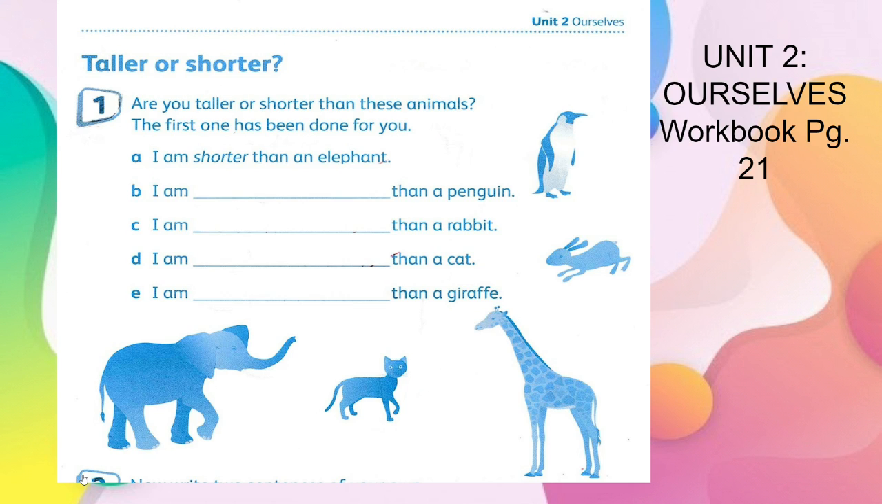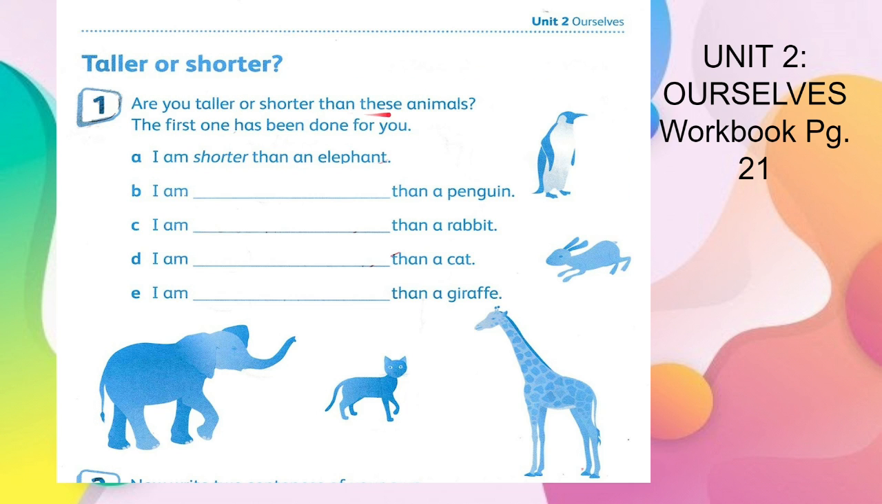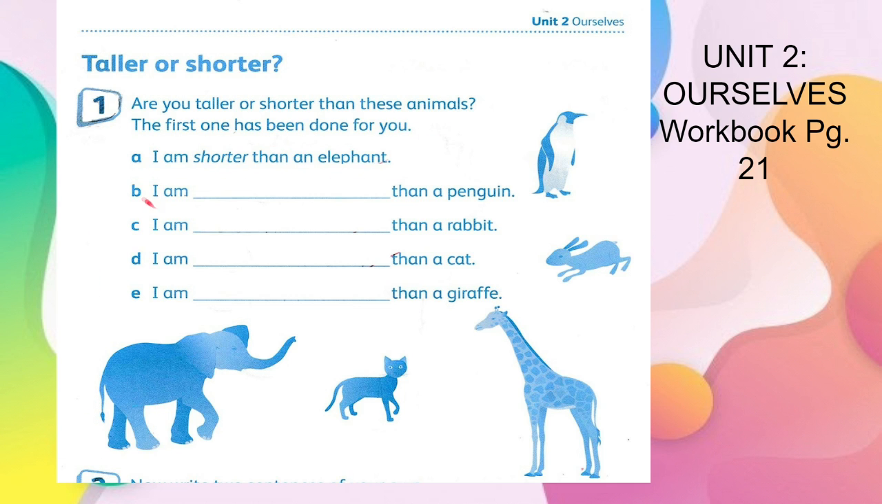On your workbook page 21, let's find out who is taller or shorter. Are you taller or shorter than these animals? The first one has been done for you. I am shorter than an elephant. Now letter B, you will write if it is taller or shorter. I am blank than a penguin. This is the penguin. Letter C, I am blank than a rabbit.